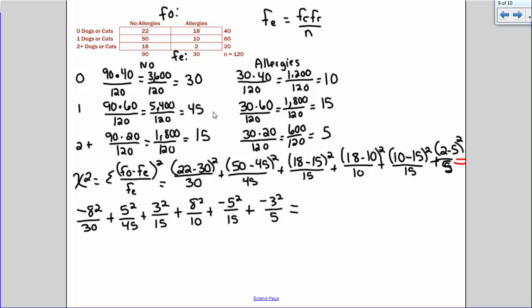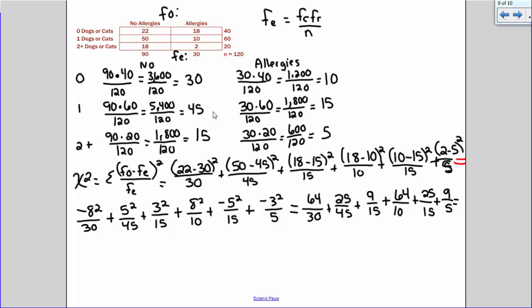Okay. So I'm just going to square all of my numerators now. So negative 8 times negative 8, 64. Divide that by 30. 5 squared, 25. Divide by 45. 3 squared, 9. Divided by 15. 8 squared. So we're basically just repeating what we already had because we have the same values again. Oops. Not all the way, though, silly. Just your numerators. Okay, so we've got 64 divided by 10 plus 25 divided by 15 plus 9 divided by 5. All right, so now I solve for those fractions.